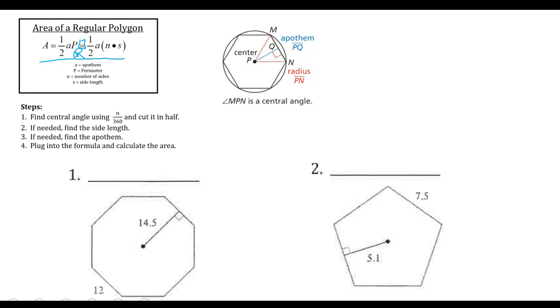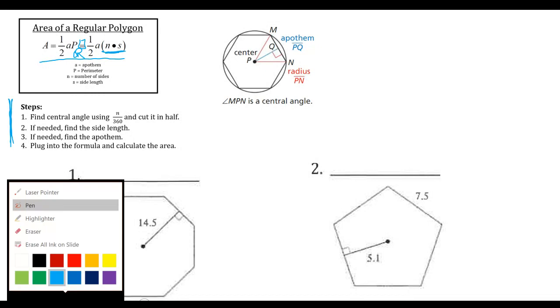So take a look. 1/2 times a, the apothem, that's going to be a new word, times the perimeter. And this right here is the same thing, but the part I underlined is the perimeter: number of sides times the side length. We'll see that in an example coming up. We'll use these steps in the other video, but for these 2 problems, we're just going to use the formula given in the top left corner there.